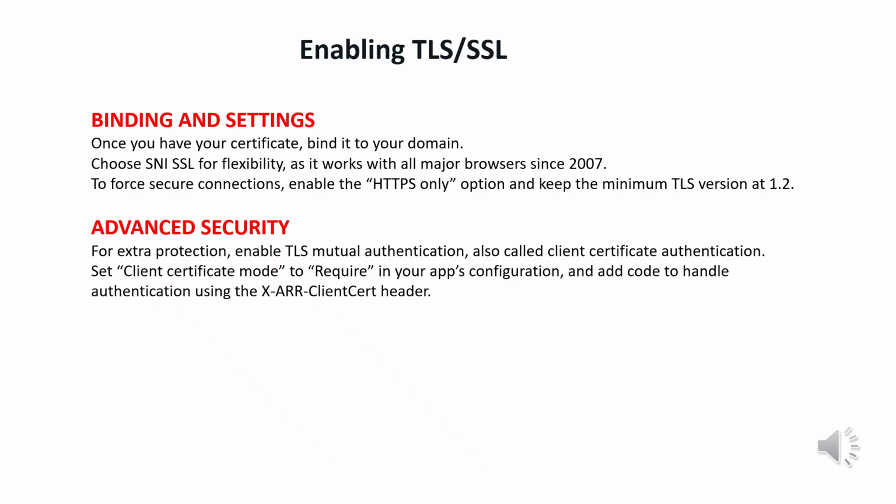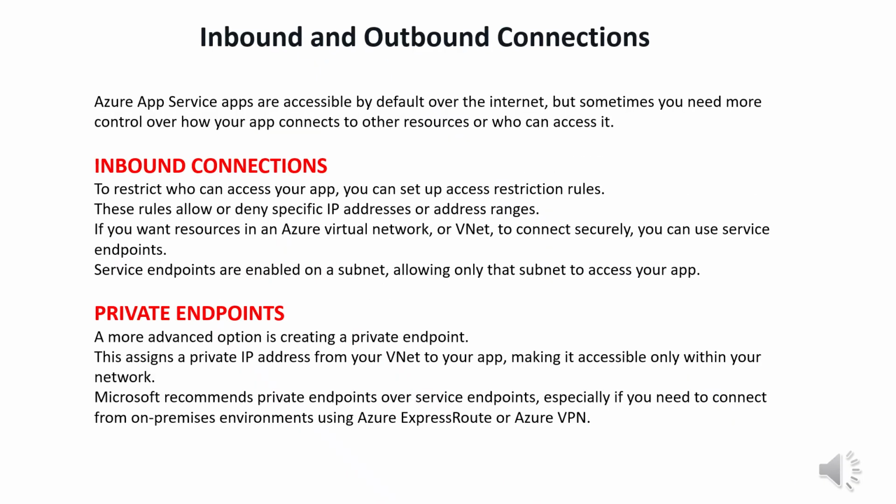Set client certificate mode to Require in your app's configuration and add code to handle authentication using the X-ARR-ClientCert header. Azure App Service apps are accessible by default over the internet, but sometimes you need more control over how your app connects to other resources or who can access it.